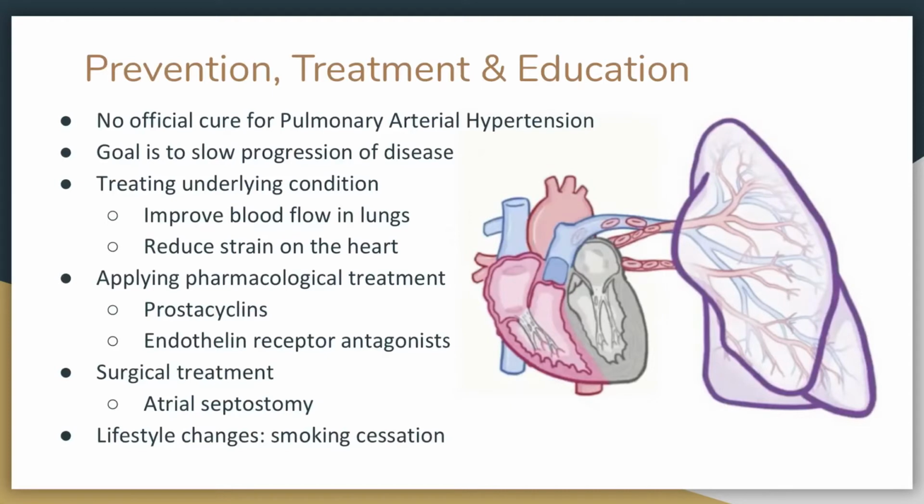Surgical management includes atrial septostomy, which is used if medications do not control the symptoms. This is an open heart surgery in which an opening is created between the left and right atria. This helps alleviate some of the pressure coming from the lungs on the right side of the heart. But the best treatment option is a lung or heart-lung transplant. This should be done early on to avoid extensive damage to the right ventricle.